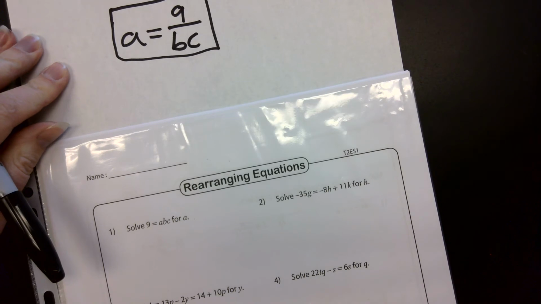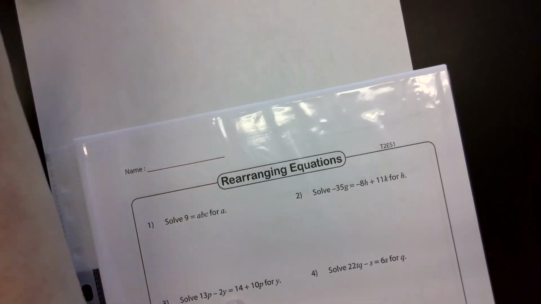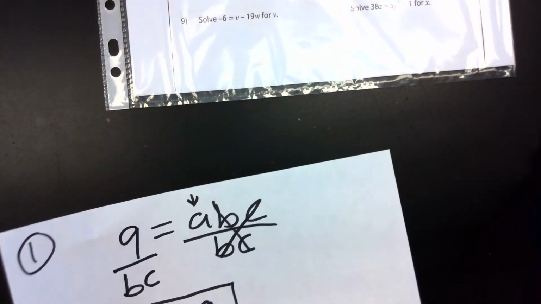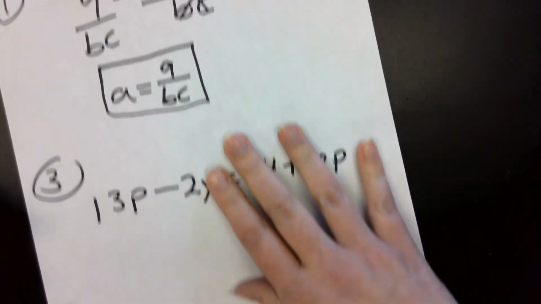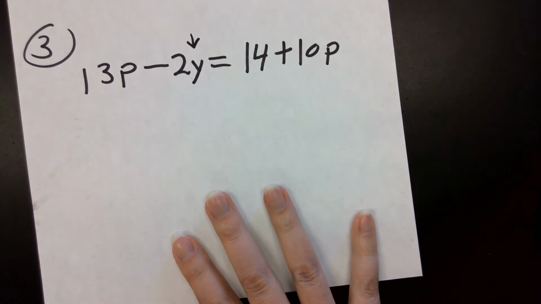Next one, let's try something a little bit more complicated with number 3. Number 3 says 13p minus 2y equals 14 plus 10p, and we have to solve for y. So we're going to look at this and solve for y. Okay?